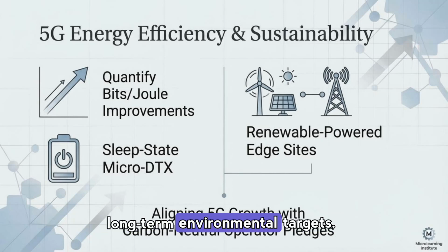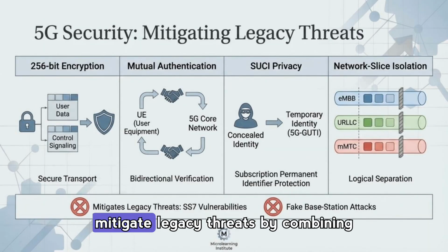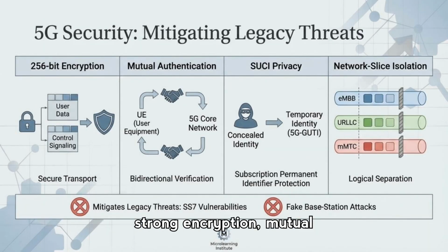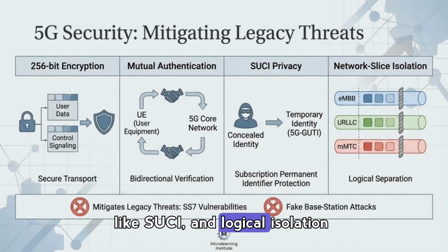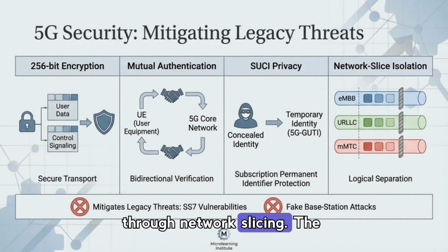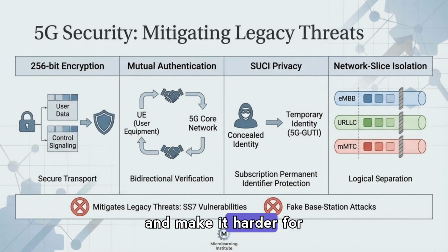5G security upgrades aim to mitigate legacy threats by combining strong encryption, mutual authentication, privacy protections like SUCI, and logical isolation through network slicing. The schematic shows how these measures protect signaling and user data, reduce SS7 area vulnerabilities, and make it harder for fake base station attacks to succeed.